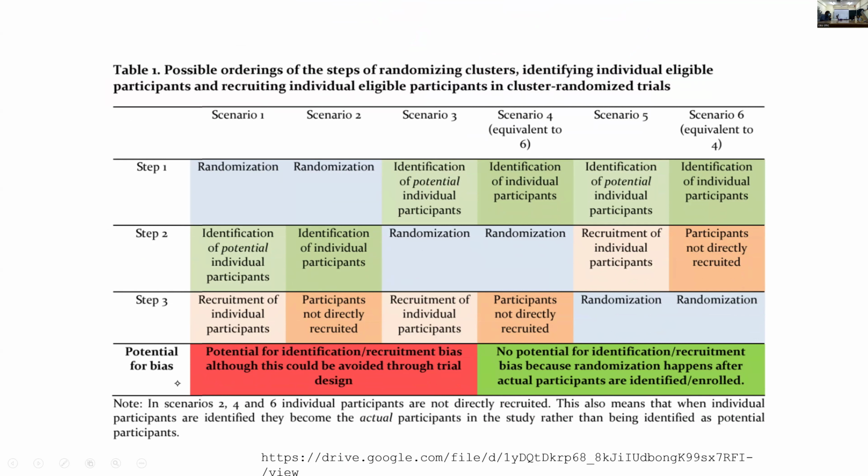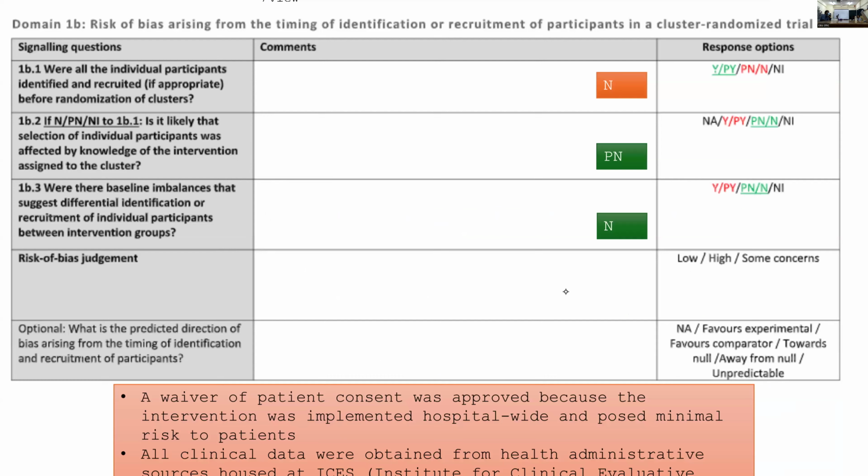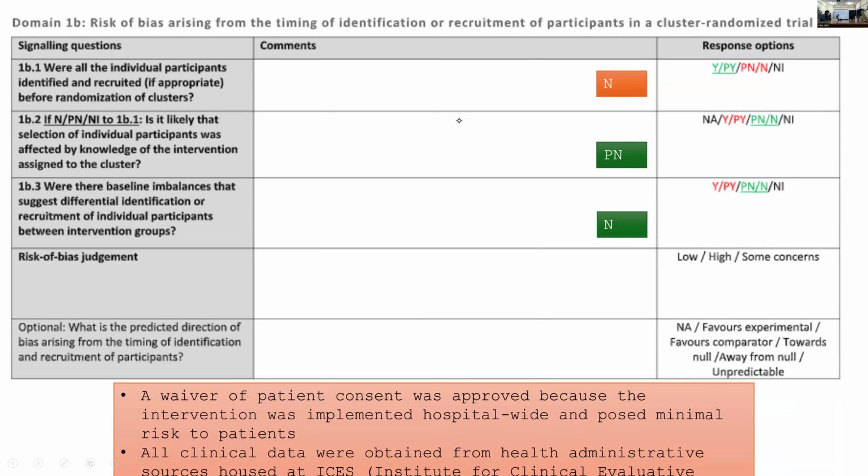You might either recruit them individually or you might not even recruit them individually. Actually, our study did not recruit any participants individually. So there's some chance of a bias because you can have some selection bias. A good thing is to identify the individual participants first, tell them that you're trying to do a study, that if they go to a particular hospital, they might get either treatment A or treatment B. If they're okay with it and they say yes, then you recruit them for the study. Then you randomize the clusters and go ahead with the study. That's the best. So here, because they have not recruited the individuals, I gave it a no.